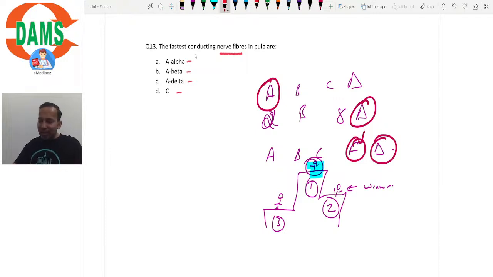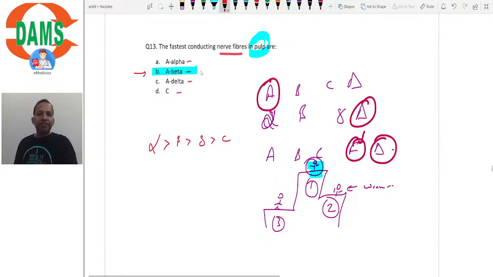और फिर से शैलेश का गलत आंसर, क्योंकि हमने यहां पर क्या लिखा था? पल्प. तो पल्प में A alpha नहीं होता, पल्प में A beta, A delta और C fibers होते हैं. A beta are in very low numbers, right? They are present in a very low number. So A beta, they are the fastest conducting fiber, though they are very less in number in the pulp. A alpha are absent, though alpha is fastest conducting, isn't it? Alpha is fastest conducting and C is slow.